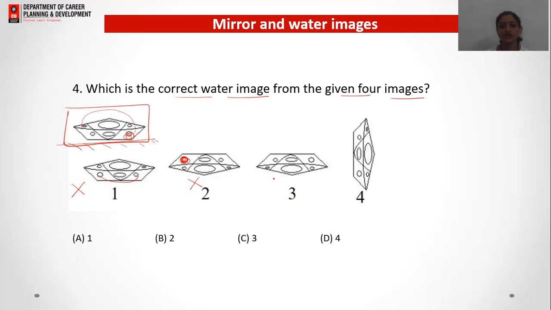Now, if we see the third one, in the third one, this top changes to bottom, this top changes to bottom, and the left side remains on the left hand side and the right hand side remains on the right hand side. So this will be the correct water image of the given image. So option C will be the correct answer.